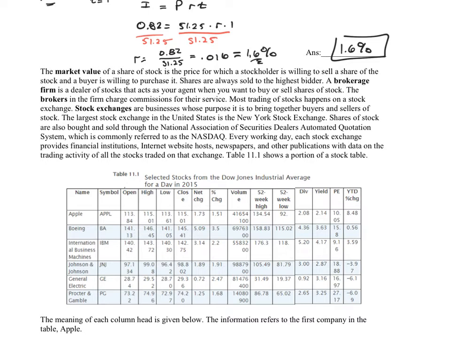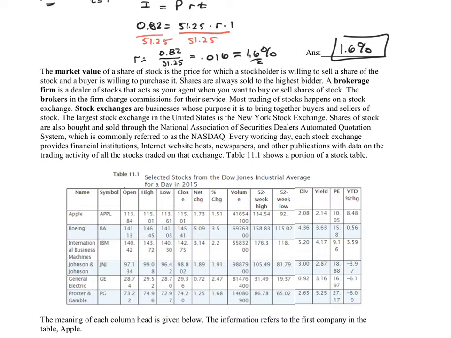It says the market value of a share is the price for which a stockholder is willing to sell a share of the stock and a buyer is willing to purchase it. Shares are always sold to the highest bidder. A brokerage firm is a dealer of stocks and acts as your agent when you want to buy or sell shares of stocks. The brokers in the firm charge a commission for their services. Most trading of stocks happens on the stock exchange. Stock exchanges are businesses whose purpose is to bring together buyers and sellers of the stock.